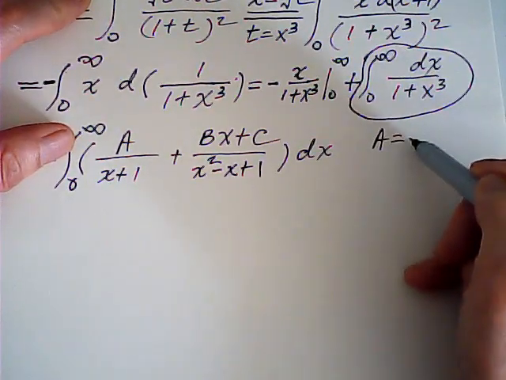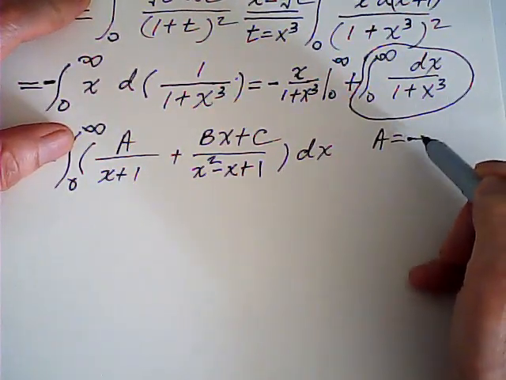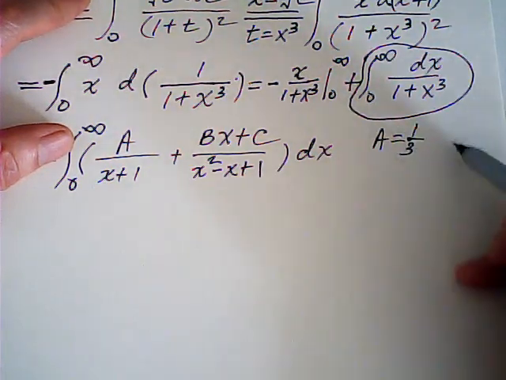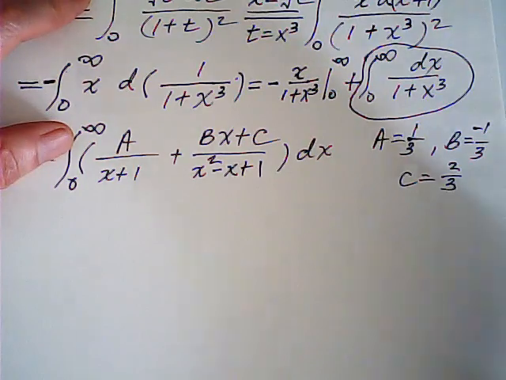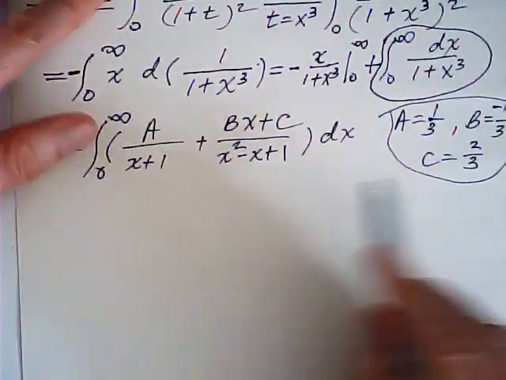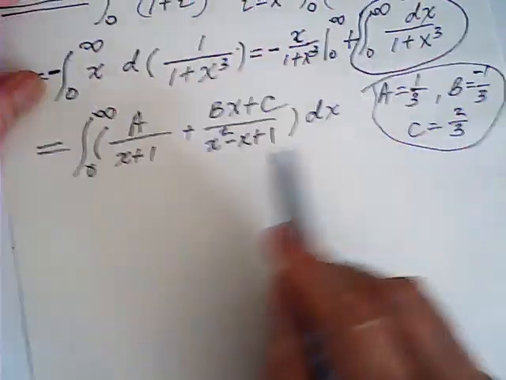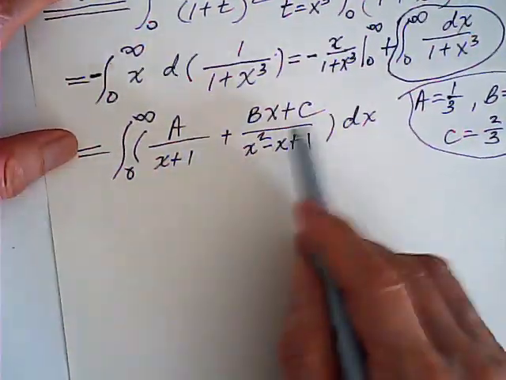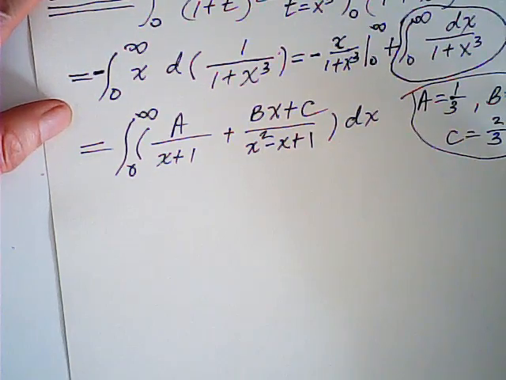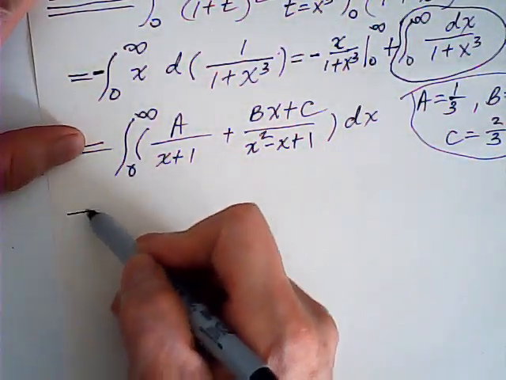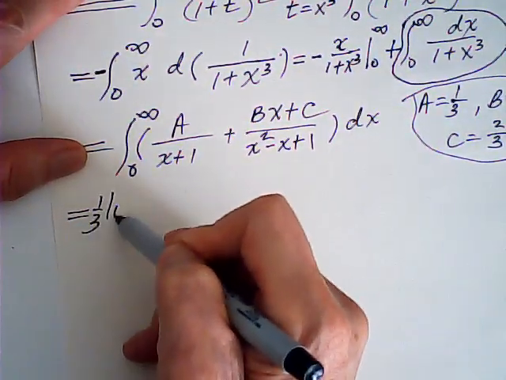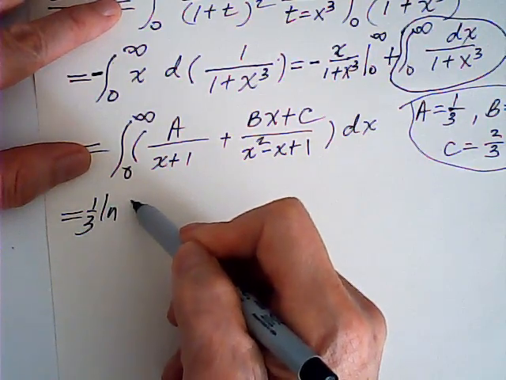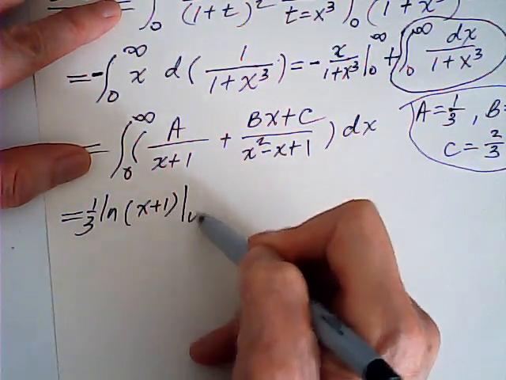Now here, A is equal to 1/3. B is equal to negative 1/3. C is equal to positive 2/3. Well, I'll leave it for yourself to fill in the details, just determining A, B, C. So the first integral is very easy. A is 1/3, so this is 1/3 log of x plus 1, from 0 to infinity.